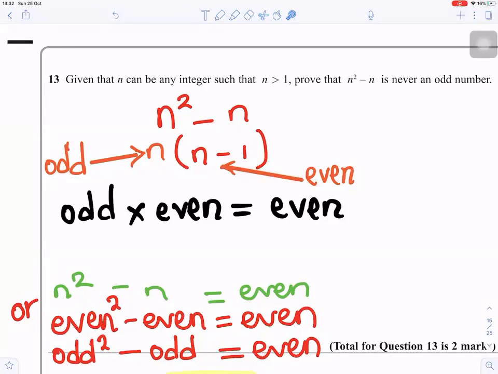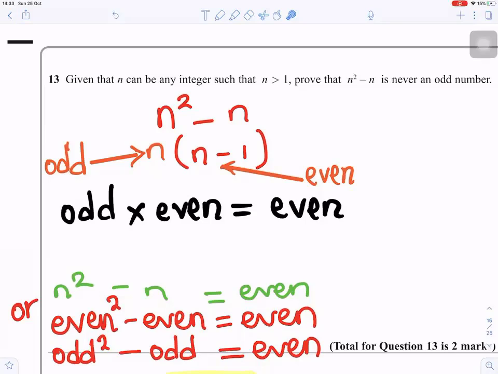Question number 13. Given that n can be any integer such that n is bigger than 1, prove that n squared minus n is never an odd number. N squared minus n, if you factorize, is n bracket n minus 1. If n is an odd number, n minus 1 will be an even number. Whenever you multiply an odd number times an even number, you get an even number. The other way around, if n is an even number, n minus 1 will be an odd number, and whenever you multiply an odd number and an even number, you get an even number. That's one way of doing it.